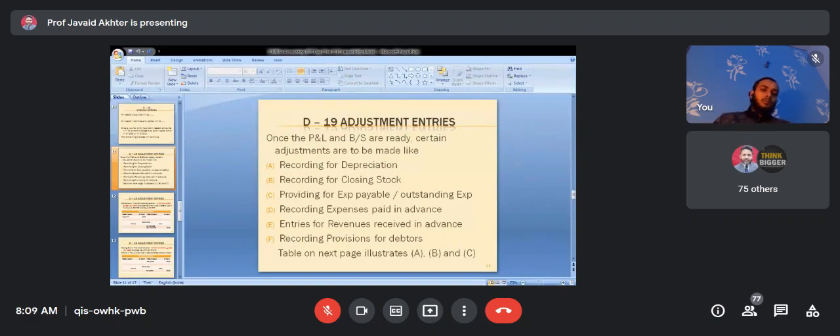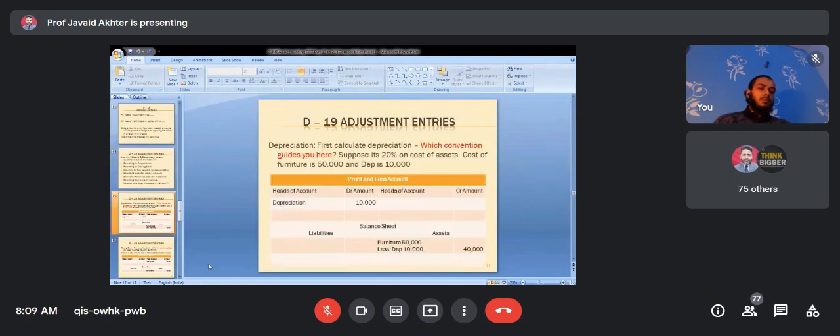So first let me show you how these are done conventionally. See, you have a balance sheet. You have a profit and loss account. It looks like this. You have two sides, credit side and debit side. So depreciation, because it is an expense, you write on the debit side. Let us say the depreciation is 20% on the cost of the asset, and the cost of that asset, let us say furniture, is 50,000. So depreciation would be 10,000.